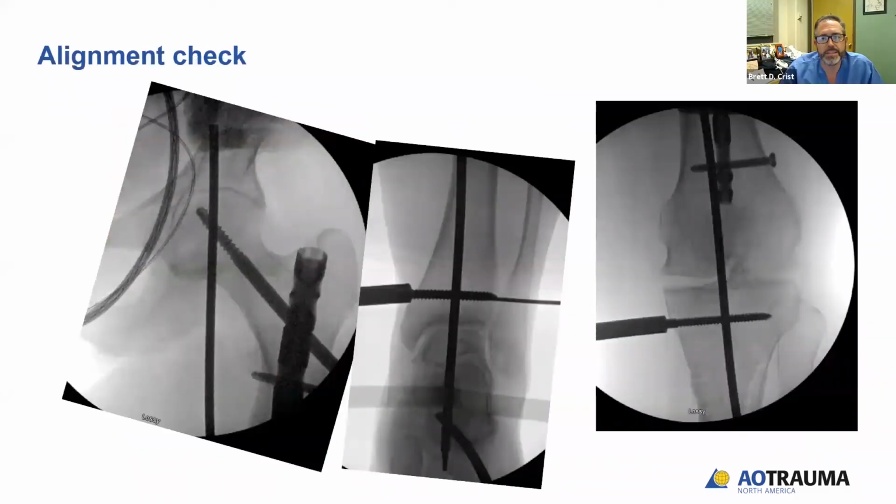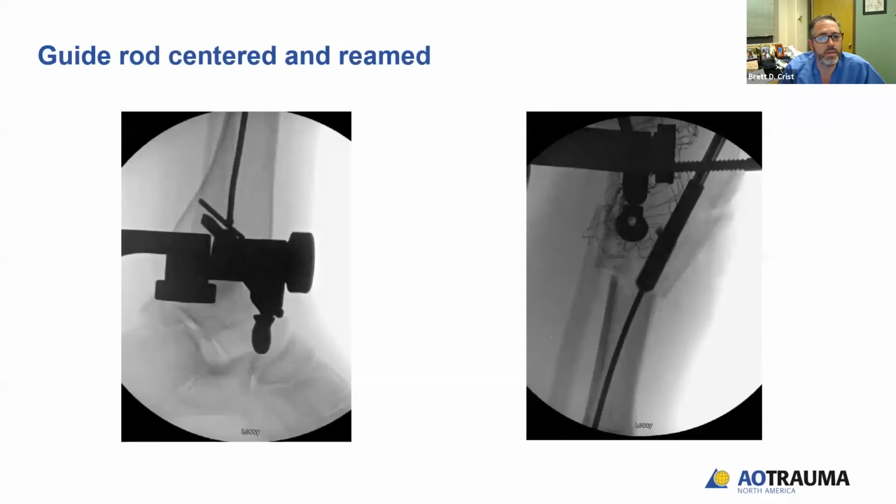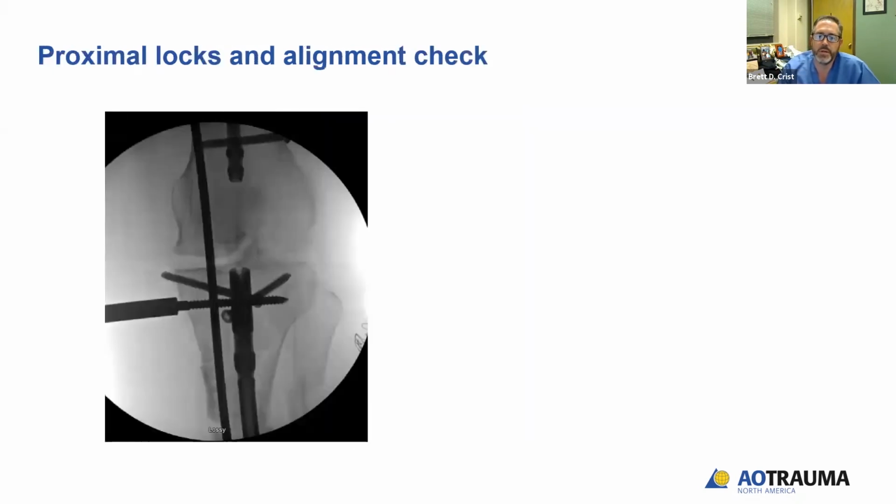And then mechanical axis check. And basically the pins were starting to bend, and I was getting a little bit concerned about the amount of distraction I was doing, like it wouldn't last. But I had to create a nail path with the T-handled reamers because of the stress fracture. The guide rod wouldn't go through. This is the guide rod centered and then reamed, and you can see the reamer going through the osteotomy segment. You're just passing it through it and then reaming above and below.